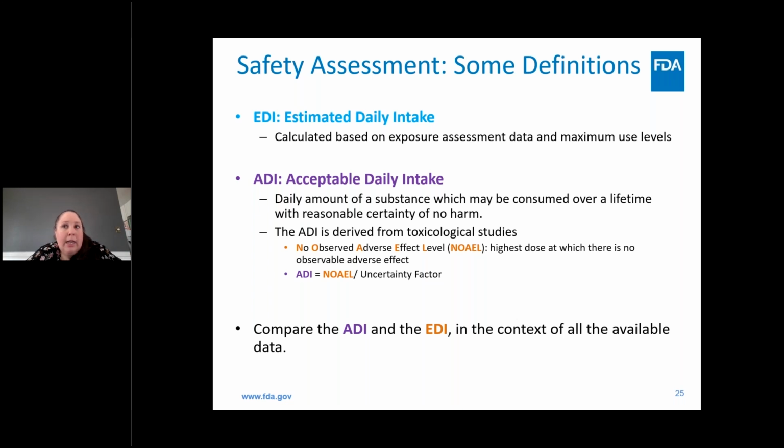So how do we calculate an ADI? Well, it's derived from toxicology studies, which are often carried out in animals. And in these tox studies, something called the NOEL, or the No Observed Adverse Effect Level, is established. And just as its name implies, in these studies, there are a range of doses given to animals for various lengths of time, and we'll look at the highest dose where there's no adverse events being reported, and that becomes the NOEL.